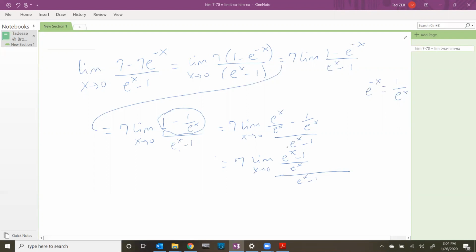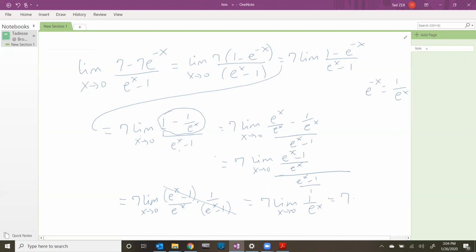Now, remember, this is a complex fraction. Dividing a fraction by a fraction means multiplying by the reciprocal of the denominator. So that will be equal to 7 times the limit of e to the x minus 1 over e to the x times 1 over e to the x minus 1, as x goes to 0. Now these two expressions cancel out. So that will be equal to 7 times the limit of 1 over e to the x, as x goes to 0.